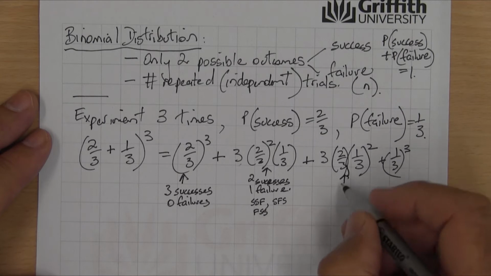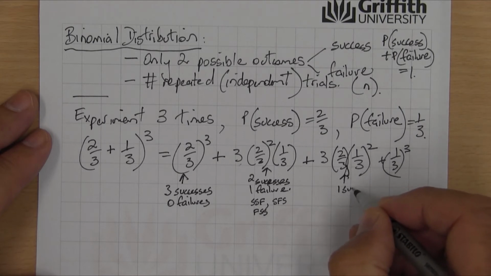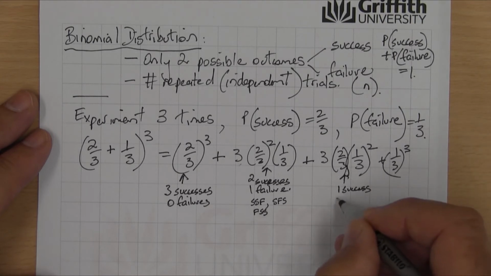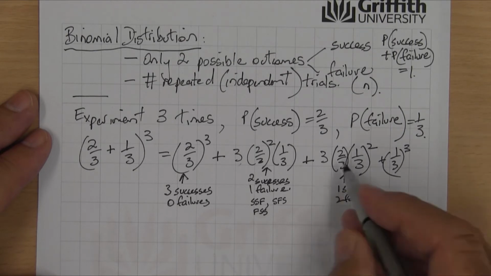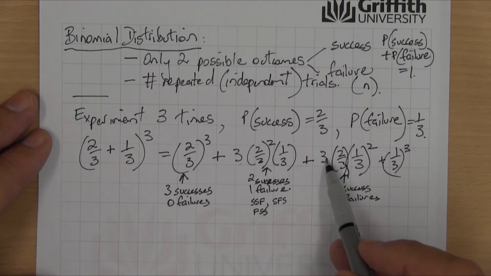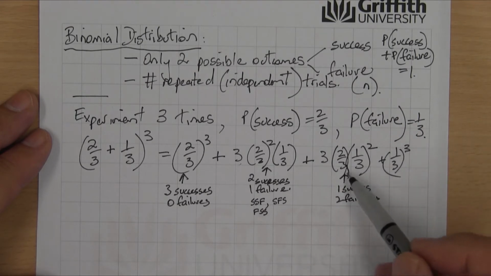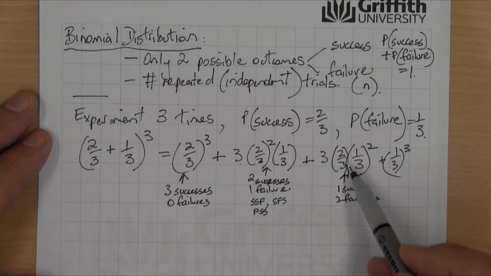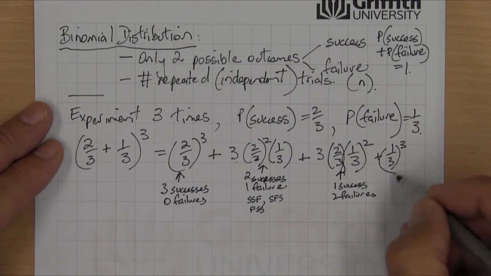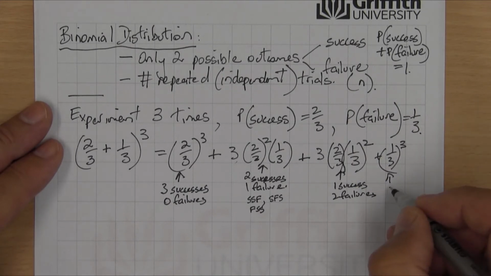This is 1 success and 2 failures. Similar type of logic behind why we've got to put the 3 there. But that's the probability of 1 success. This is the probability of 2 failures, because 1/3 is 1 failure. And then we multiply by the 3. And this is 3 failures.